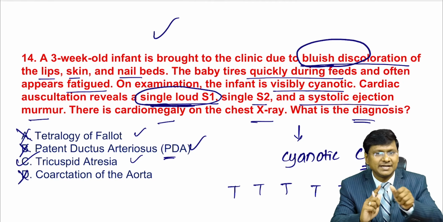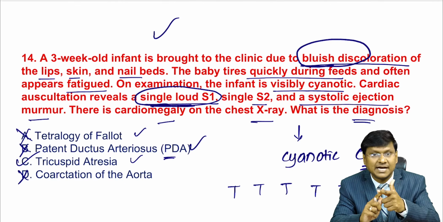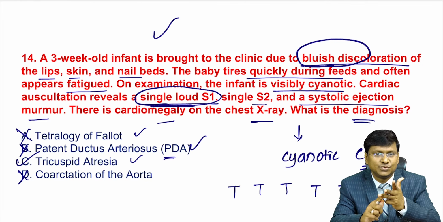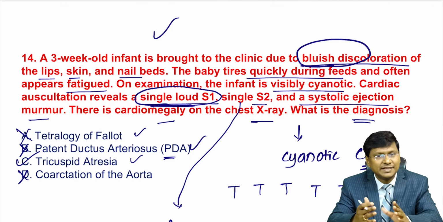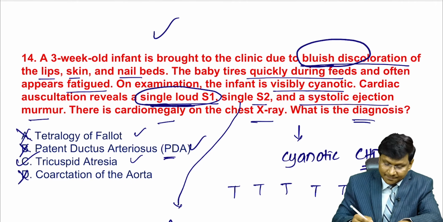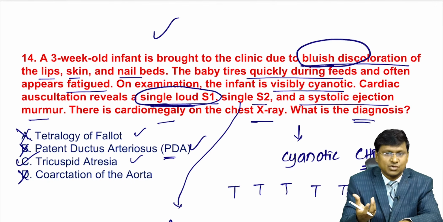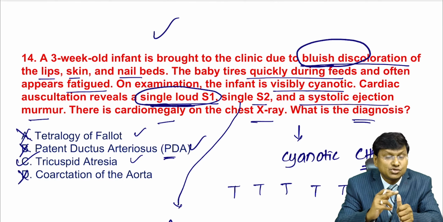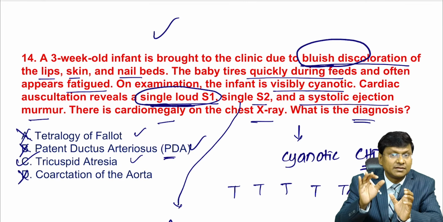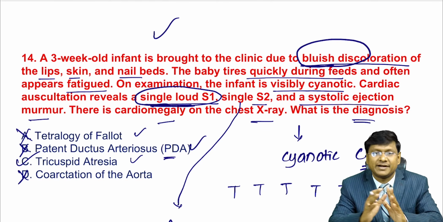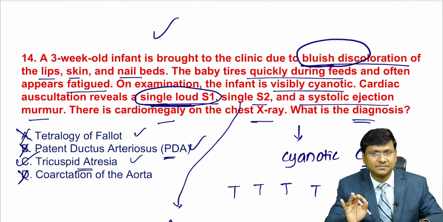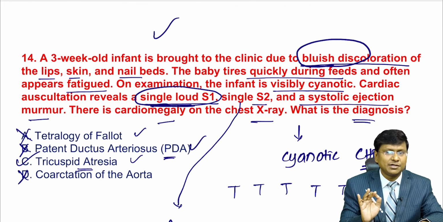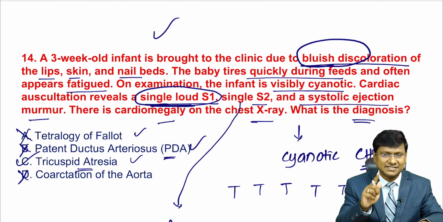So the clinical findings like central cyanosis, chest X-ray showing cardiomegaly, the presence of a single loud S1 and a single S2, right? What is that single S2 that you will have in tricuspid atresia? That will be A2. The P2 component will be absent. And the next is the ejection systolic murmur, the presence of a systolic ejection murmur, which can be associated with turbulent blood flow through the malformed tricuspid valve. So all these points are suggestive of tricuspid atresia, right? So it is not tetralogy of Fallot, because in tetralogy of Fallot you will not have a single loud S1.